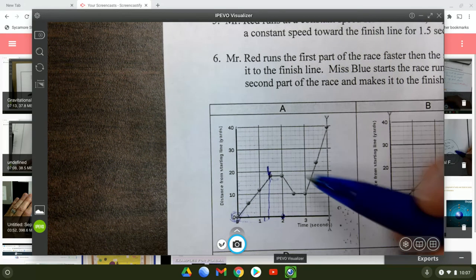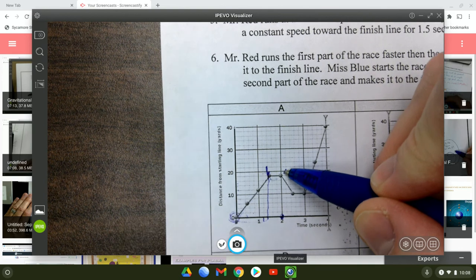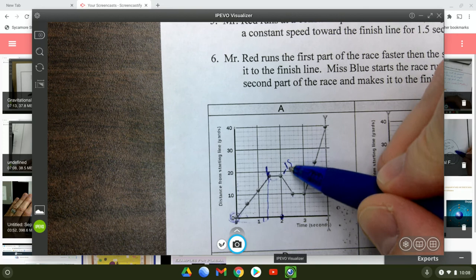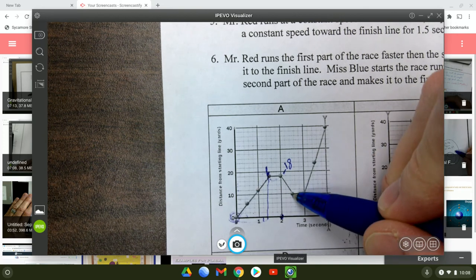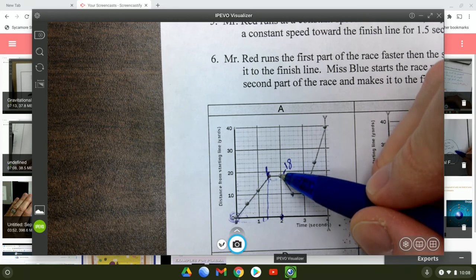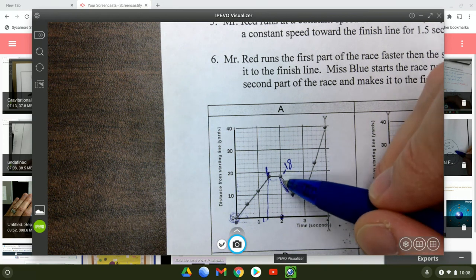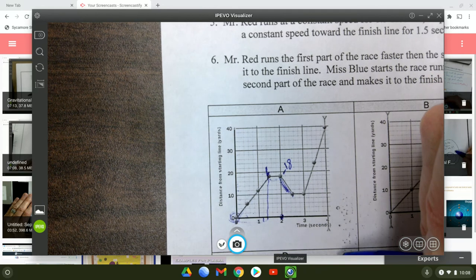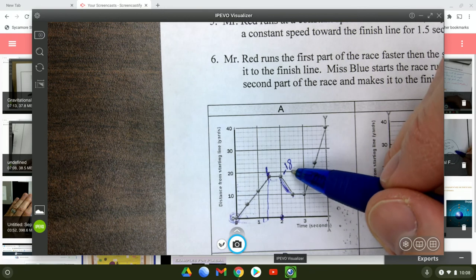But now you notice the distance. Think about it. What's the distance here? And then what's the distance here? Well, this was 18 yards. And now this is 10 yards. So after 2 seconds, what is happening here? What does it mean when it's moving down, when the slope is moving this way? Yes, they're going back towards the origin.